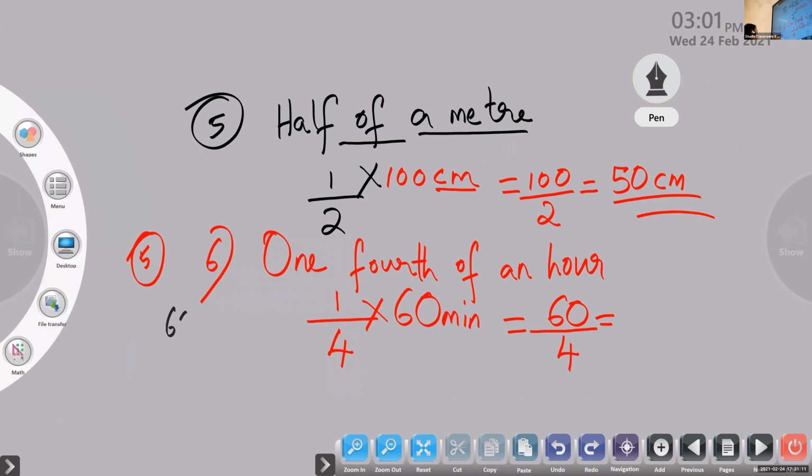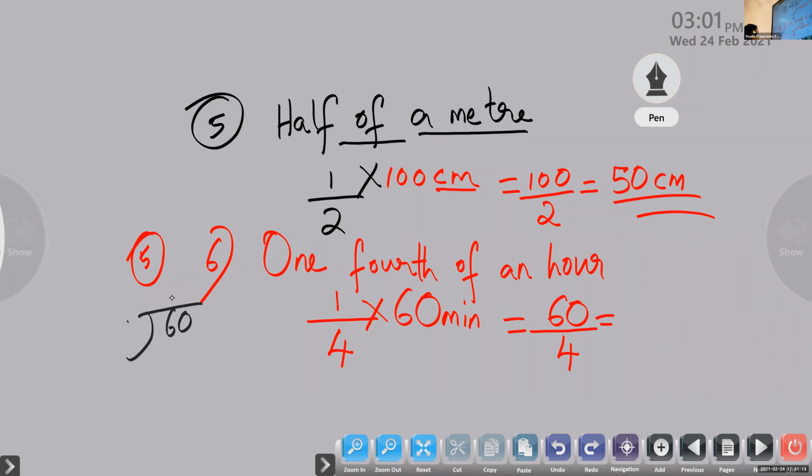60 divided by 4. So 1 into 4, 6 minus 4 is 2. Bring down 0. So 20 divided by 4. What is 20/4? How many times 4? 5 times 4 is 20. So children, the answer is 15 minutes.